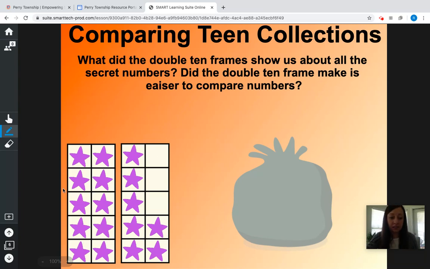So this one I can see I have 10 and then I have 1, 2, 3, 4, 5, 6, 7 extra ones. So 10 plus 7 equals 17. Okay, so you can think about that whenever you're building your teen numbers. You're always going to have 10 as your base and then extra ones.